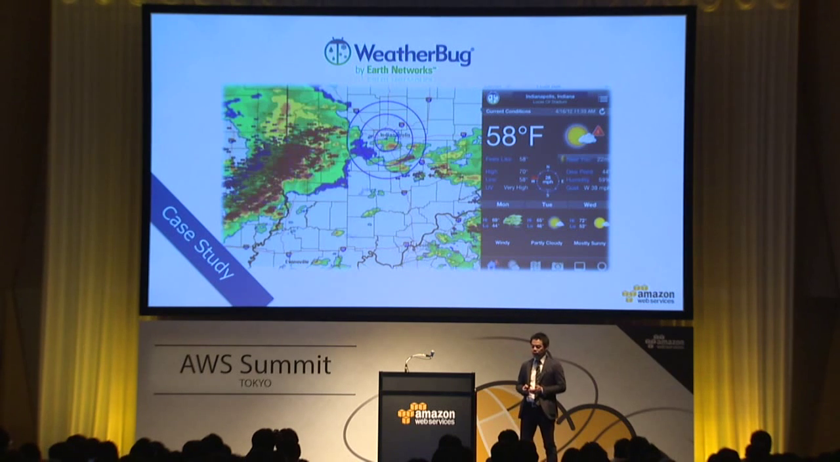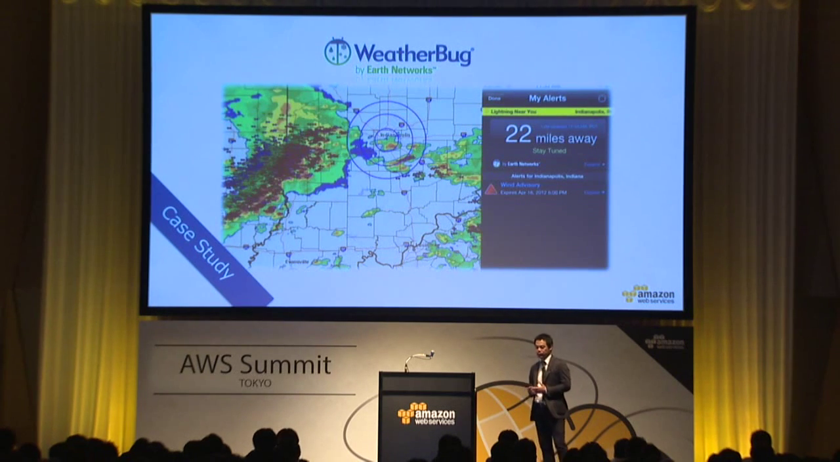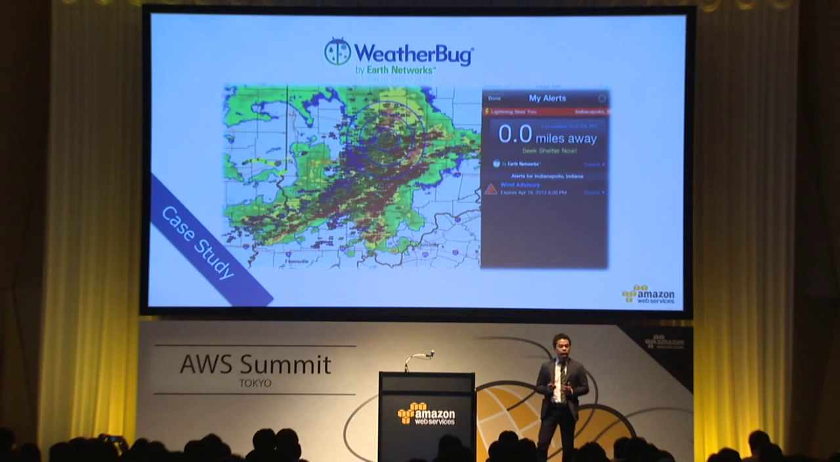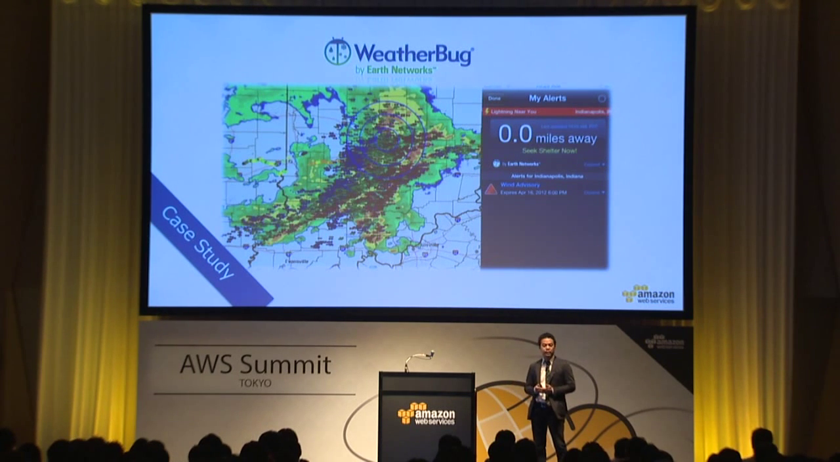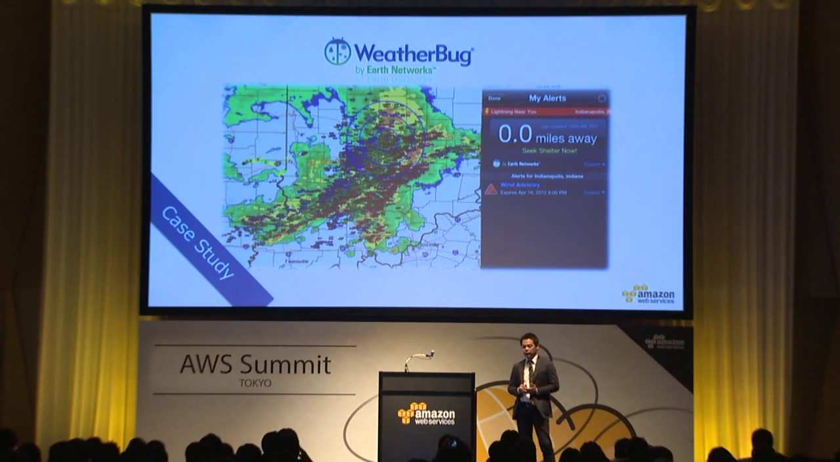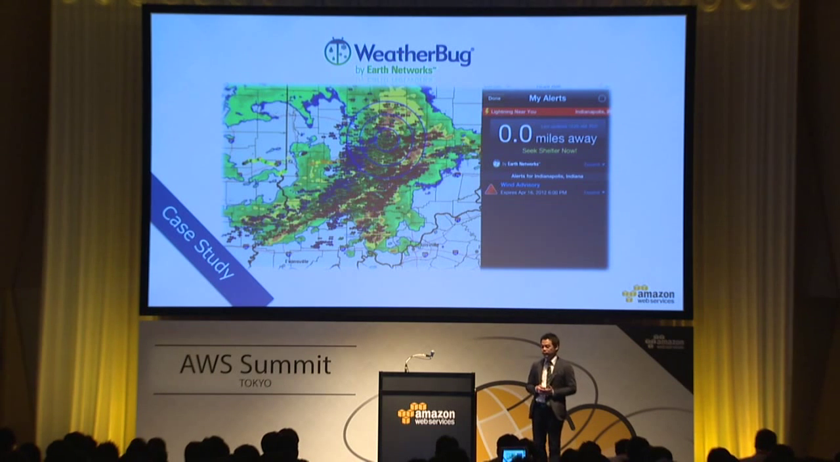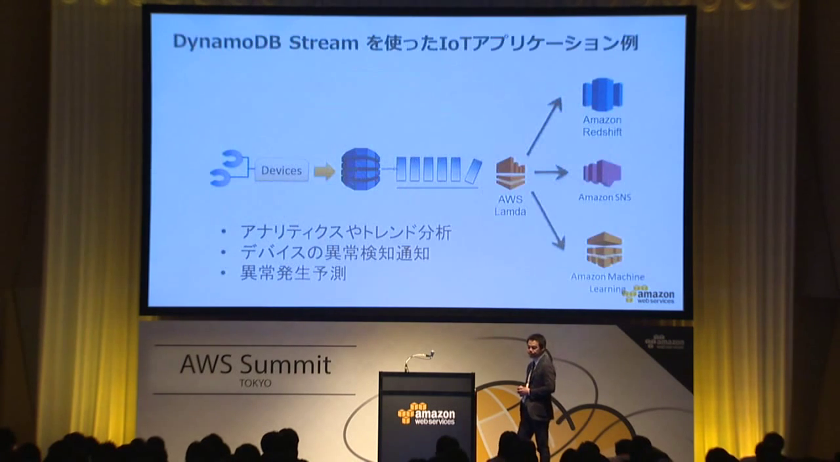The last use case is WeatherBug by Earth Networks. And once again, I touched upon this use case in my keynote address. They install sensors throughout the US, and they collect the sensor information, trying to predict hurricanes or thunderstorms. They try to predict the location of those storms. As a back end, they use DynamoDB as their database.